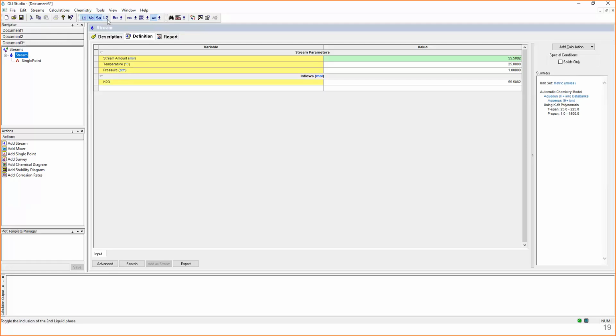Then we will be playing with the next button. This RE button is the redox button. This redox button will allow us to turn on or turn off redox, or reduction and oxidation states.